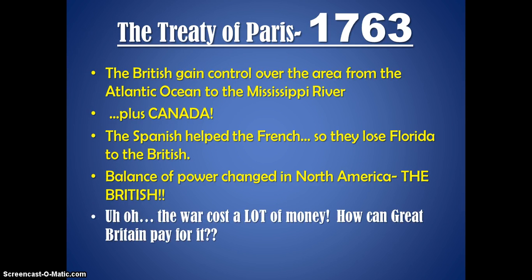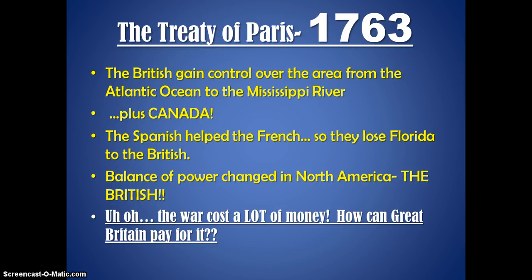Now, wars are expensive. They cost a lot of money. And Great Britain is going to go into debt. How can Great Britain pay for this war they just fought? Can anybody think of an answer? Hit pause and discuss this briefly. How you think Great Britain could pay for the French and Indian War. And when you're done, please hit play and continue.